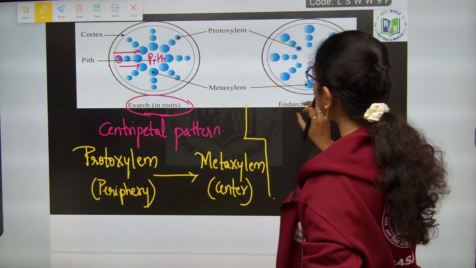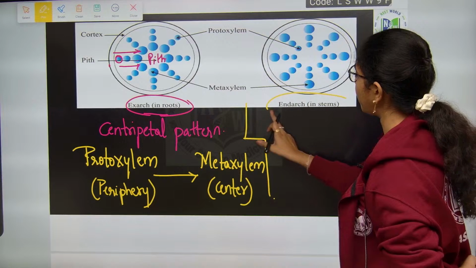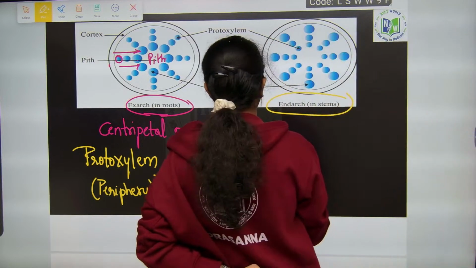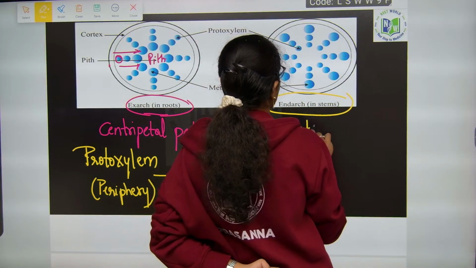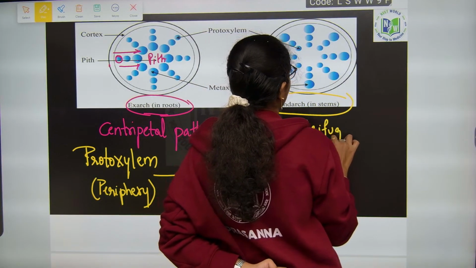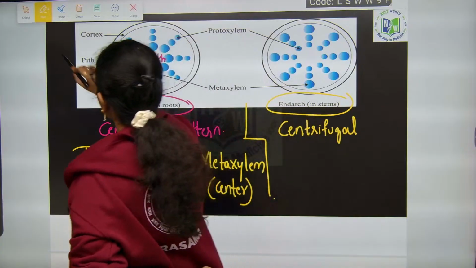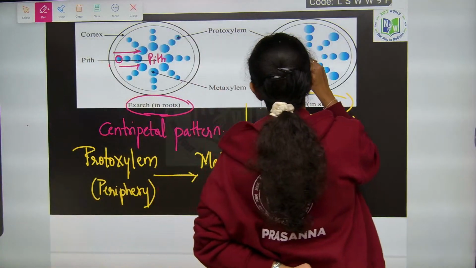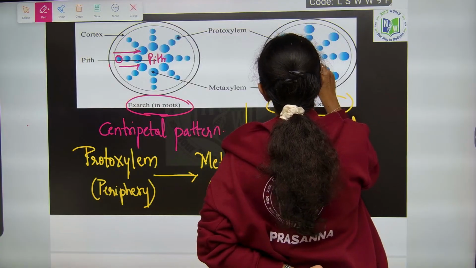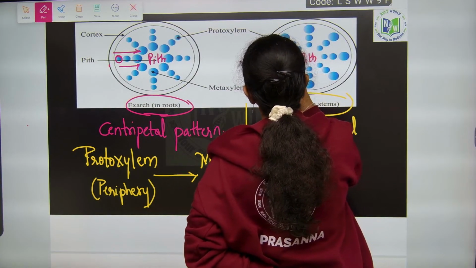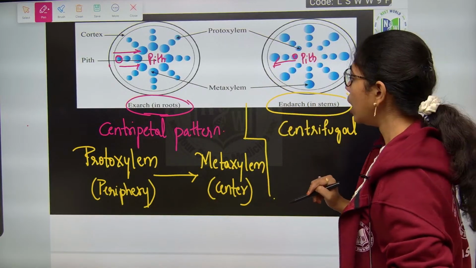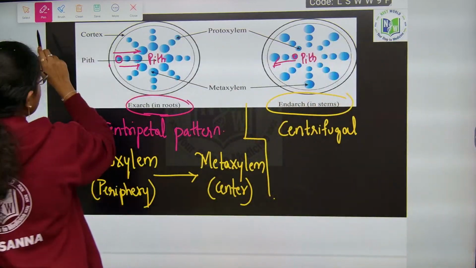And the endarch pattern you will see in the stem. Endarch pattern in stem you will observe. This is centrifugal pattern of growth. Centrifugal. How is it? Protoxylem will be towards the pith and metaxylem is towards the periphery. Take down. This is centrifugal.